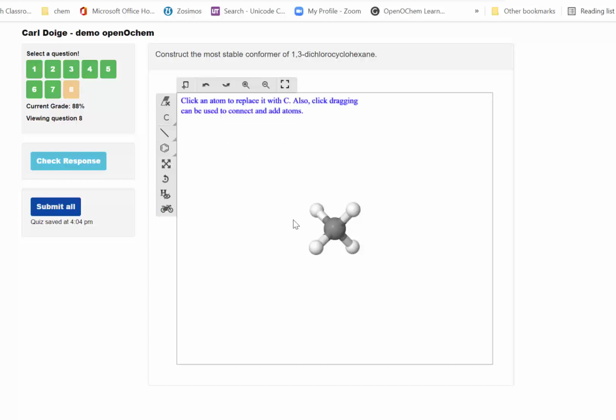But before we get to the cyclohexane, I just want to show you that we can build up the molecule here. So I've selected carbon, and then I'm going to change this hydrogen to a carbon. So we extend the chain. I'm going to extend it a little bit longer. And then with these tools over here, I'm going to click this guy.